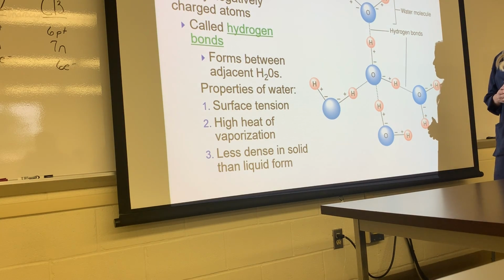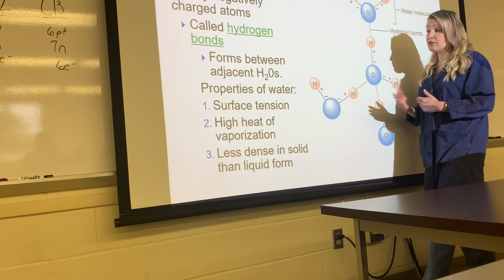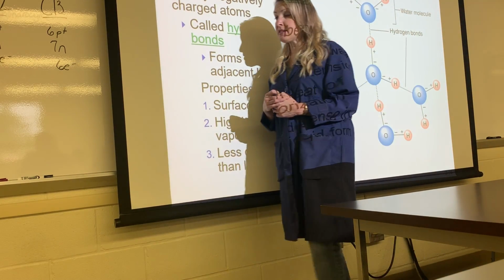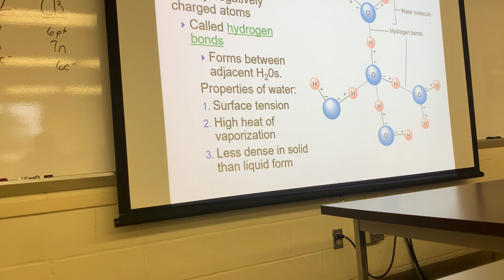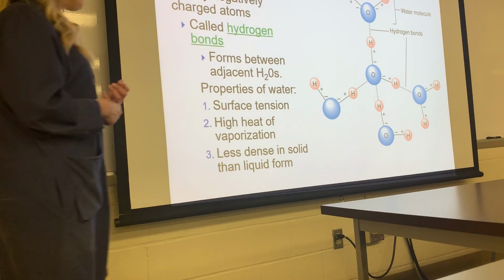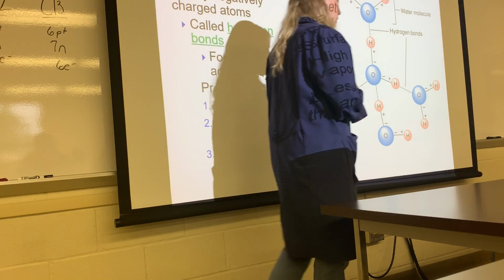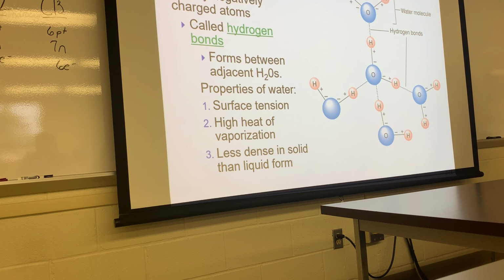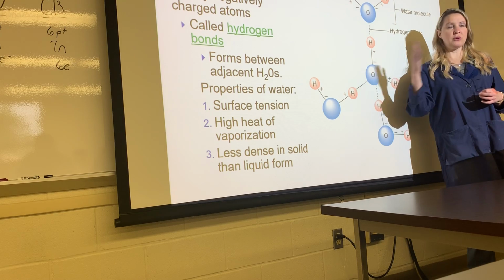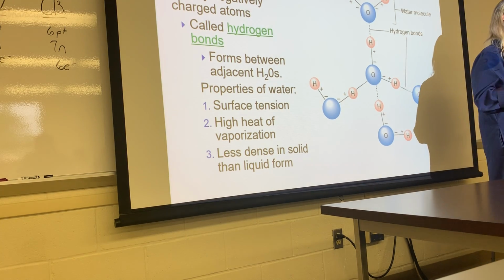Some of these properties are, for example, surface tension. Surface tension has basically two components, adhesion and cohesion. What happens with surface tension, and how hydrogen bonding is related to this, is that water molecules have the ability to bind with other water molecules this way. And they can also bind with other polar surfaces.